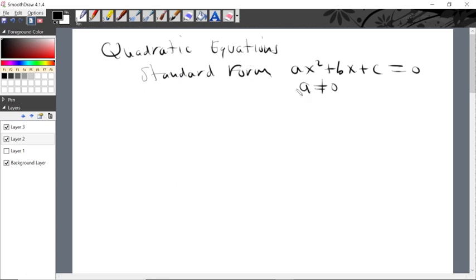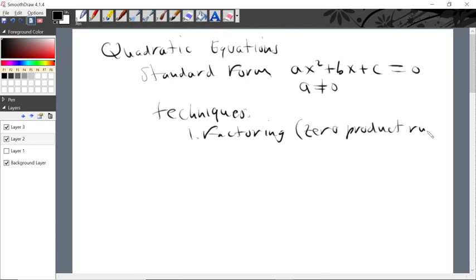Here the single variable is x. Some of the techniques that we have for solving quadratic equations include first the factoring technique. That is, if we can factor the quadratic expression, we can then set each of the factors equal to 0. So that makes use of the zero product property, or the zero product rule.